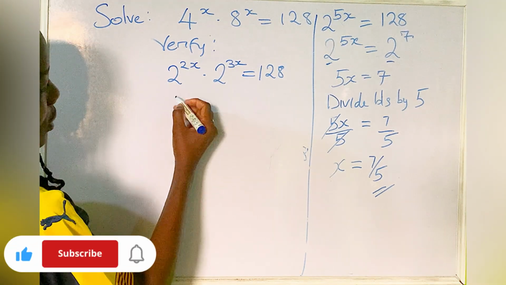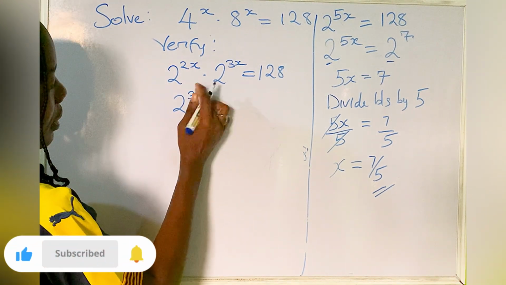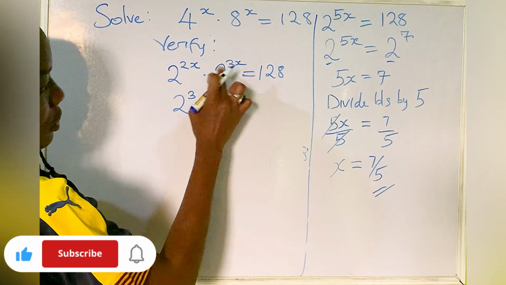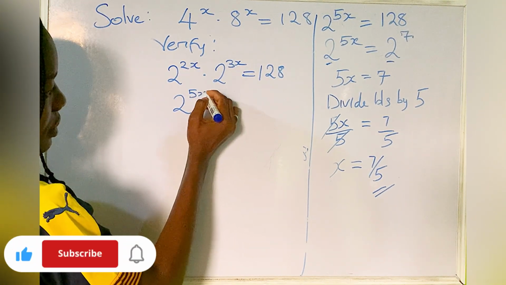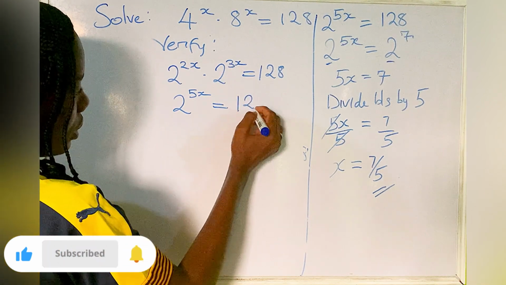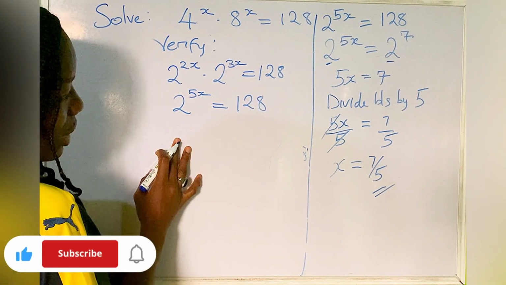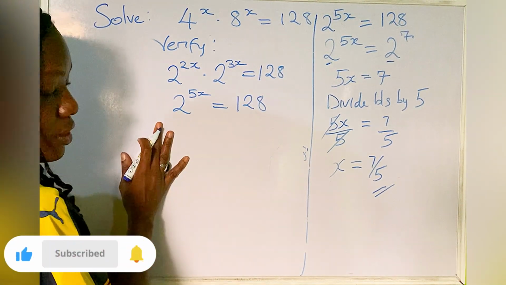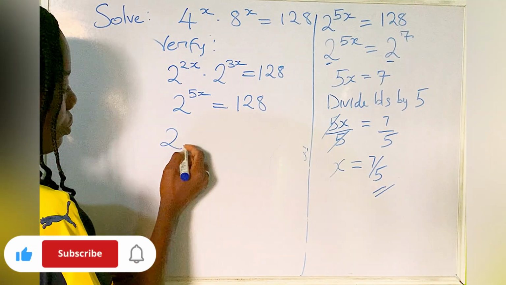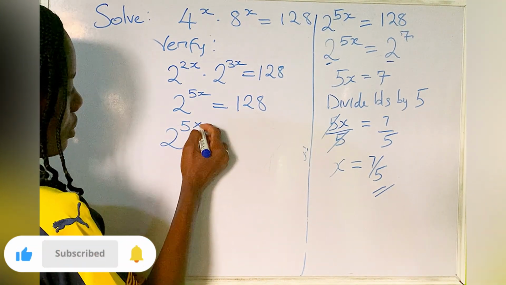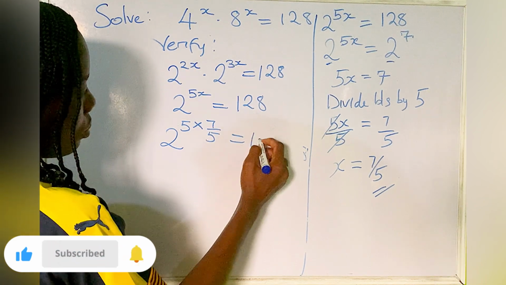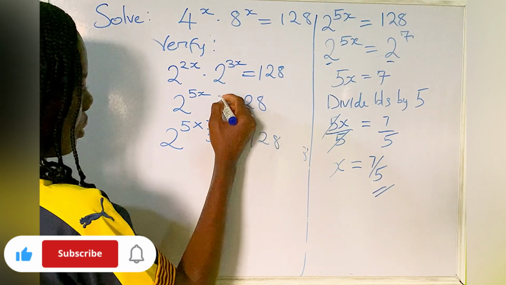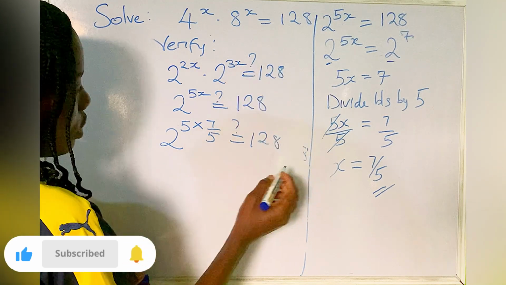Okay, let's continue. So this is 2 to the power of 2x plus 3x, which is going to give us 5x, and that equals 128. Don't forget, we have our value of x already, and we're trying to verify this equation. So 2 to the power of 5, our x is what? 7 over 5, equal to 128. Because we are verifying, we are putting a question mark here.